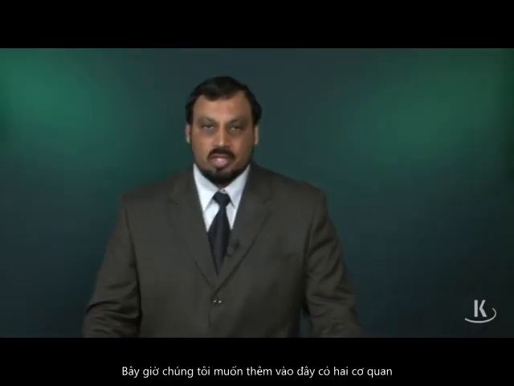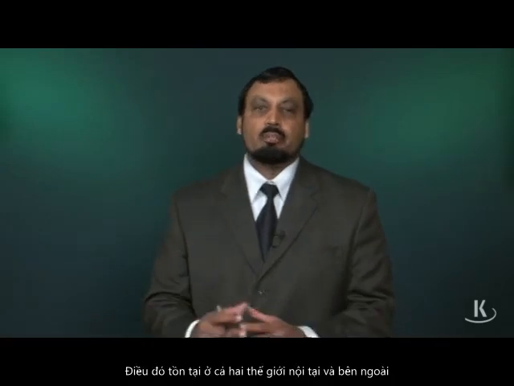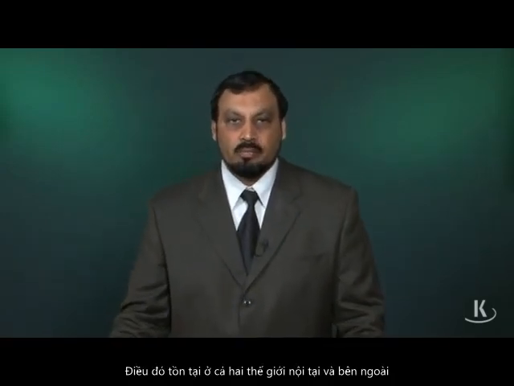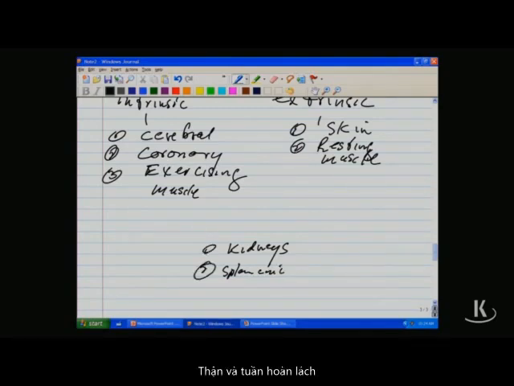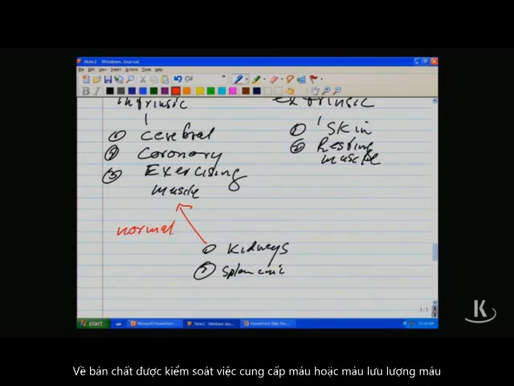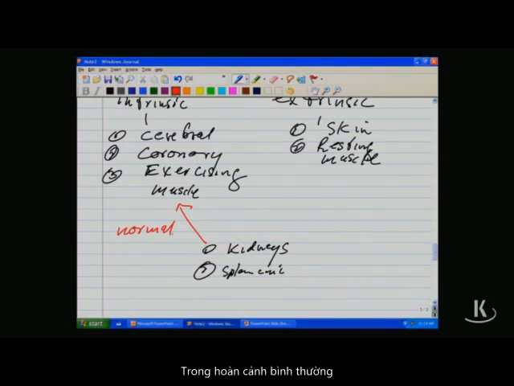Now we want to add to this. There are two organs that exist in both worlds, intrinsic and extrinsic. Who are these two organs? These two organs are the kidneys and the splanchnic circulation. The kidney and the splanchnic circulation. Under normal circumstances, the kidneys are intrinsically controlled, the blood supply or the blood flow under normal circumstances.